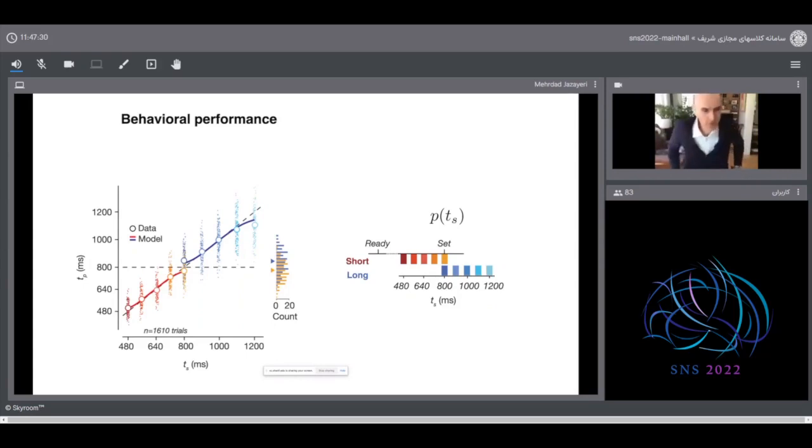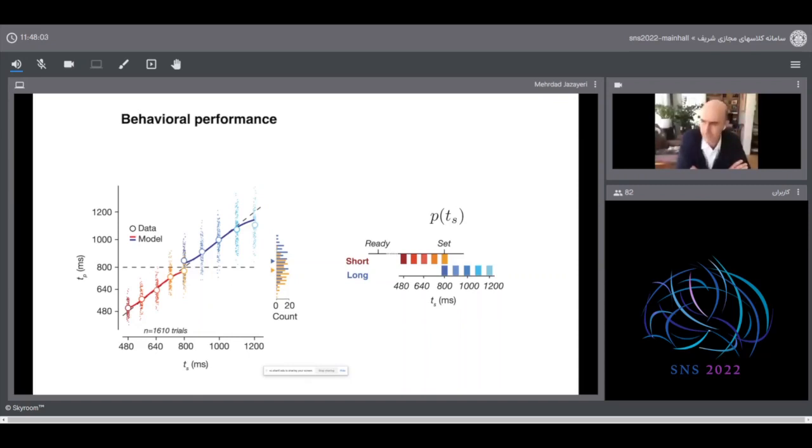And one very telling feature is that if you focus on the 800 millisecond interval, which is the overlap between the two prior distributions, what you find is that the animal is producing the exact same interval for the two conditions. They're underestimating that 800 when it's coming from the short prior, and overestimating it when it's coming from the long prior, right?